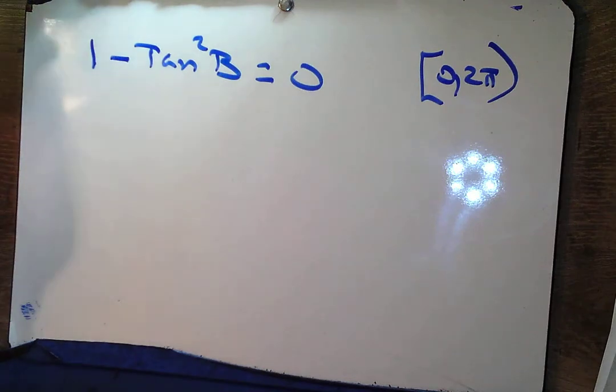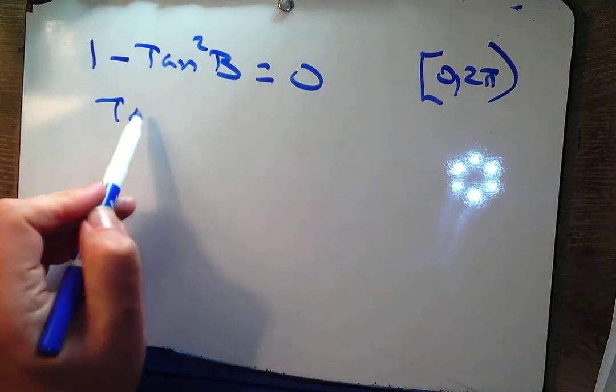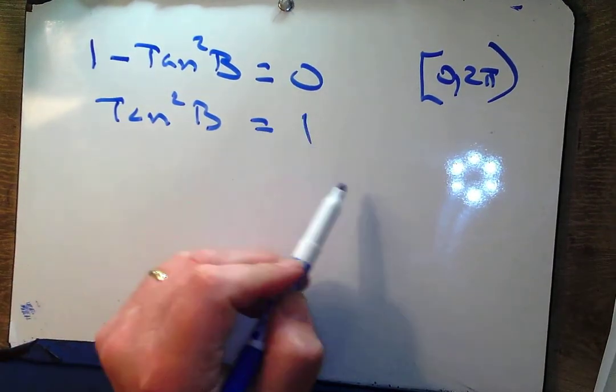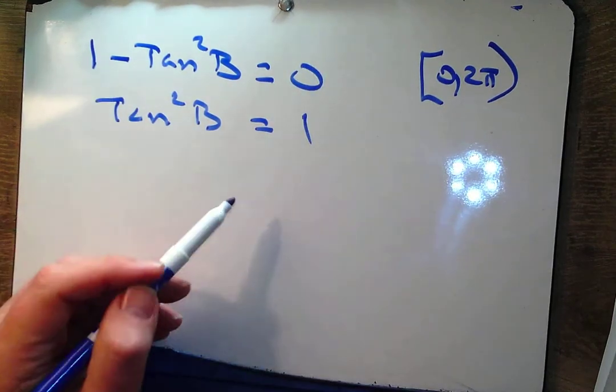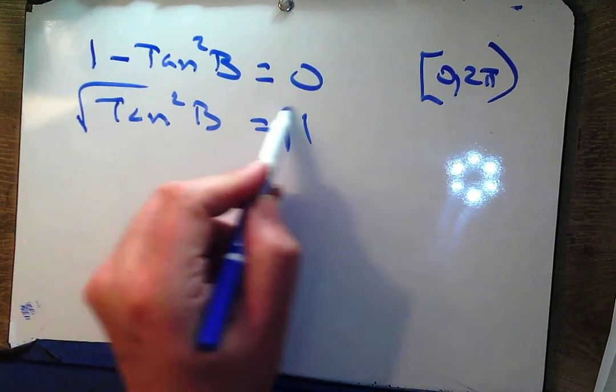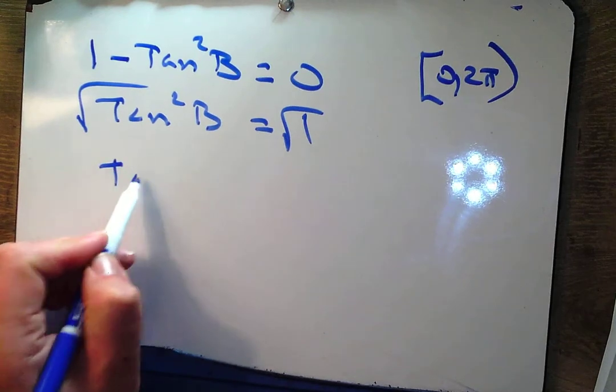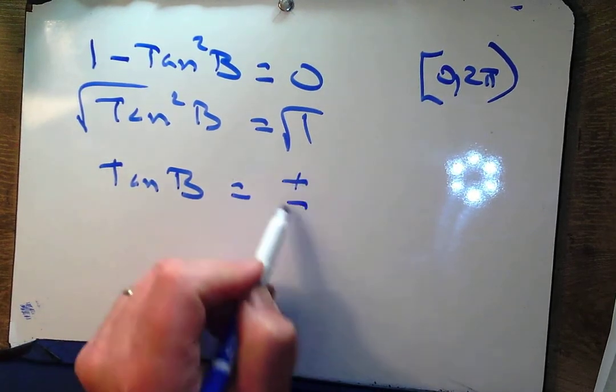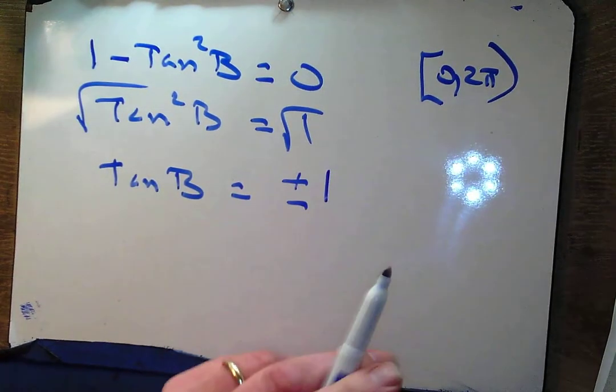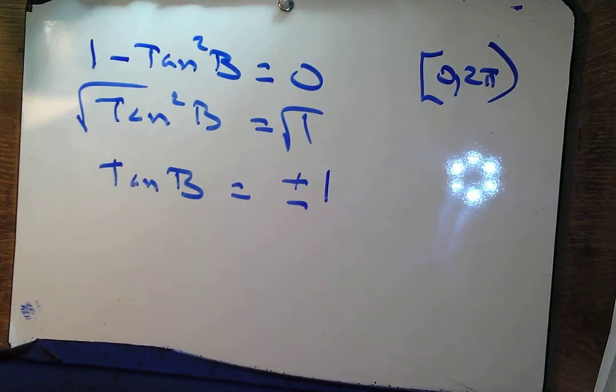Hey, welcome back. So for me, tangent squared beta equals 1 because I added tangent squared to both sides. I take the square root. Okay, now I've got tangent beta equals, don't forget the plus or minus because you took a square root. And so how am I to know this?